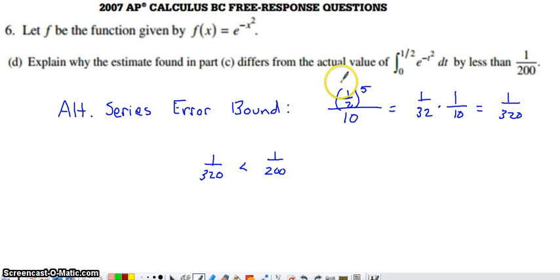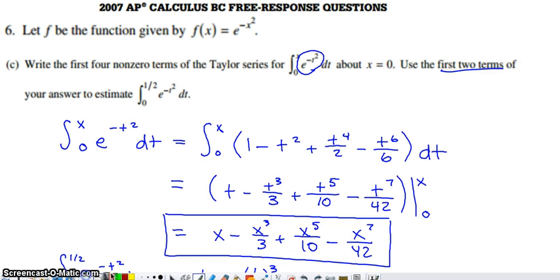In the final piece of this question, they ask us to explain why that estimate from part C is going to be within 1/200th of the actual value of this definite integral. And so here you're kind of at a crossroads. You can try to use the Lagrange error bound, which is something you've discussed with regard to Taylor series. It's tough to pin down, it's difficult to work with.